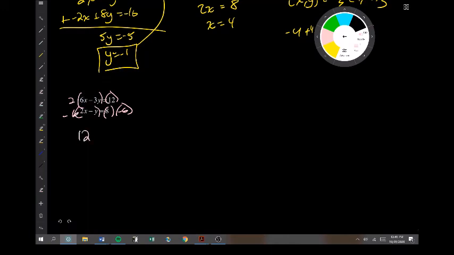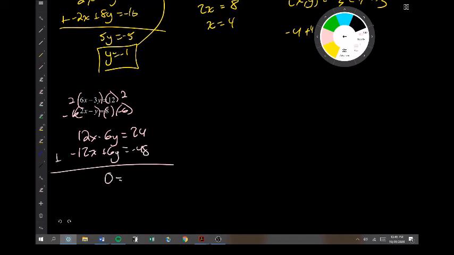So that becomes 12x minus 6y equals 24. Negative 12x plus 6y equals negative 48. Add these up and you get 0 equals negative 24, and that is no solutions. Bang, we did it, we're done.